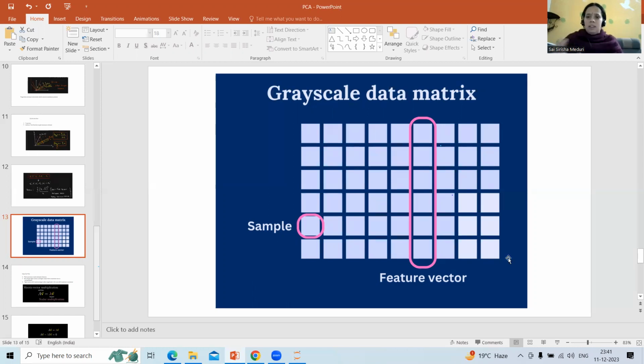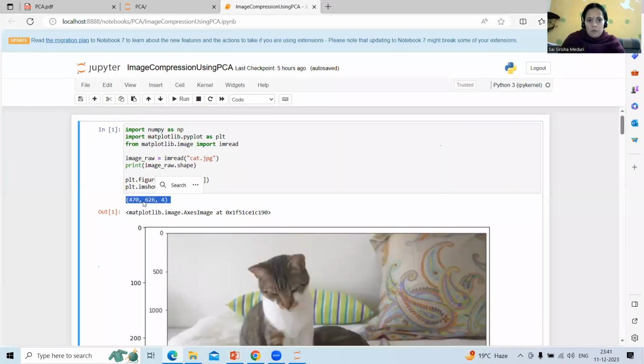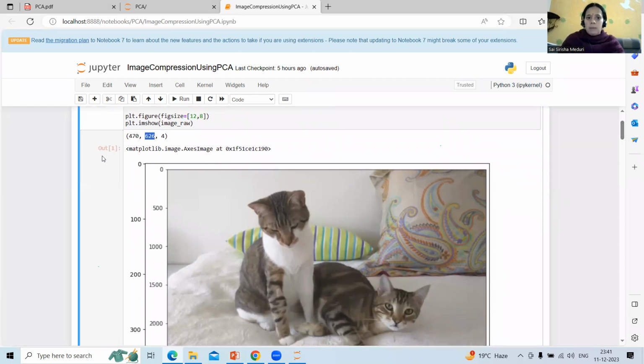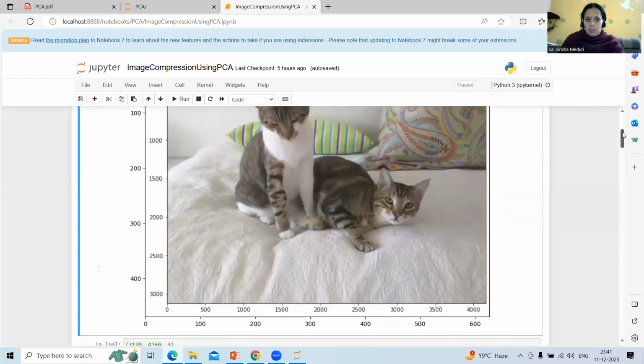What exactly are features? It is like dividing the image into rows and columns. Let's say a cat image is there. Whenever I feed it into my system, it will read it in this matrix format. See, here 470 is there. This represents height, which has the pixel related information. And 626 is the width, which is the number of columns or features in this image. So this is the dimension of the original image.